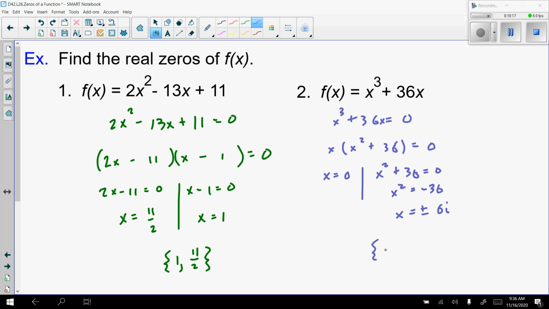Well, in this case, the answer is only 0. That is because we have complex zeros here, and the question did not ask us for the complex, only the real. So therefore, the answer to number 2 is only 0. Please move on to the next slide.